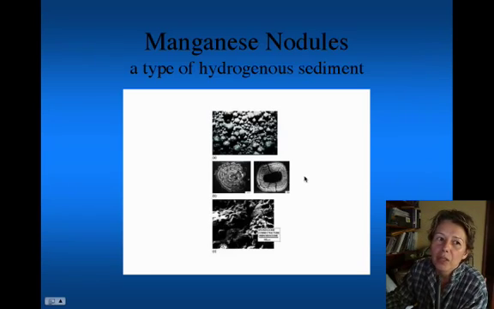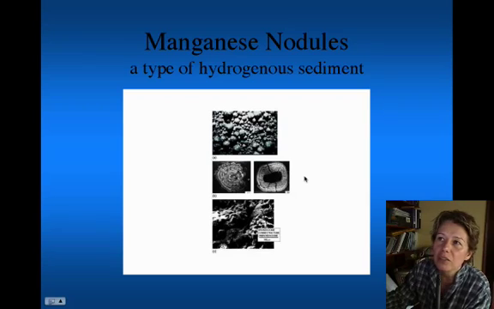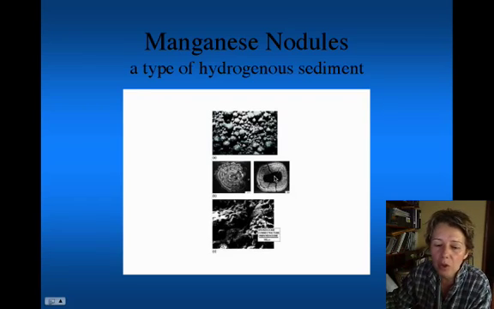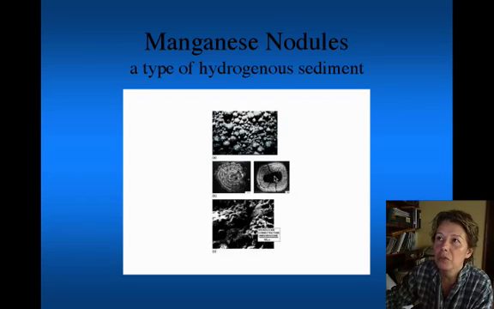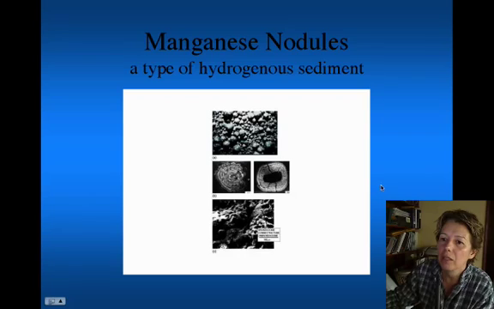And then we also learned about hydrogenous sediment. There are two kinds that we talked about. One is these weird manganese nodules that no one totally understands, that just dissolve out of the water. And then salt and gypsum are two other kinds of hydrogenous sediment, which is what's left when the water evaporates.